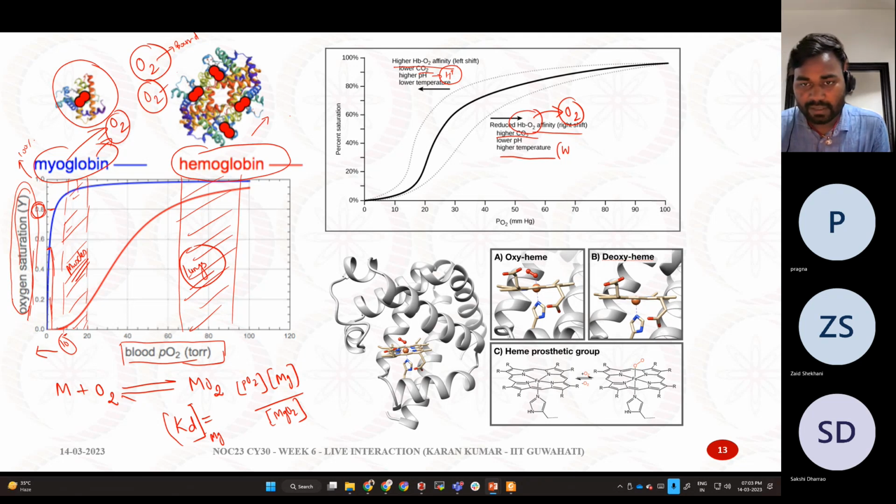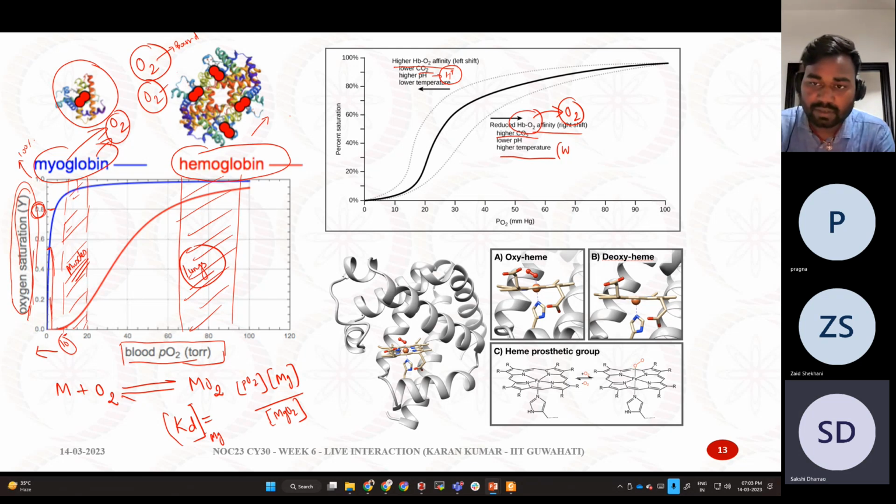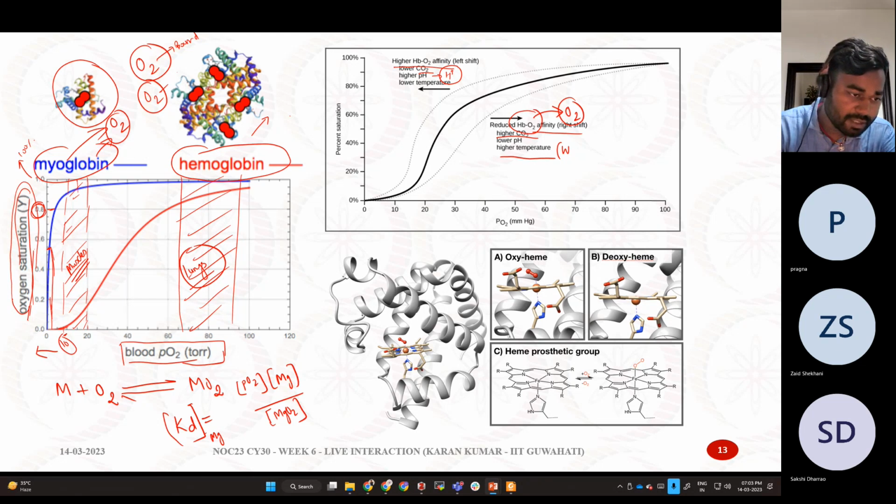Okay, is it clear? Sir, yes. Which one has higher affinity for oxygen, myoglobin or hemoglobin? Higher affinity for oxygen is myoglobin. Myoglobin is strong. This is what is given here in this graph, right?